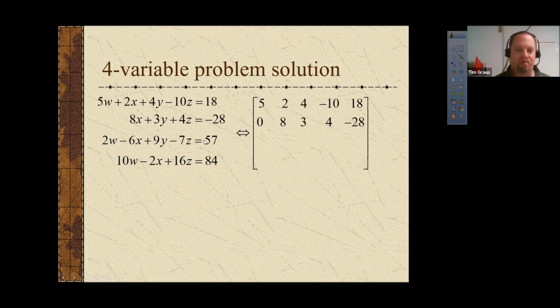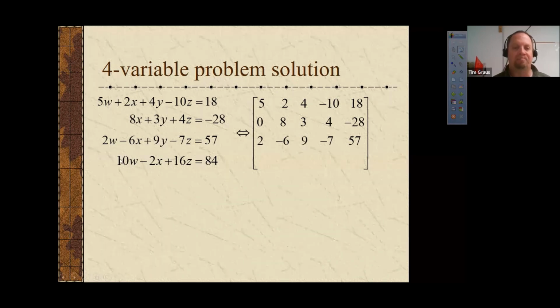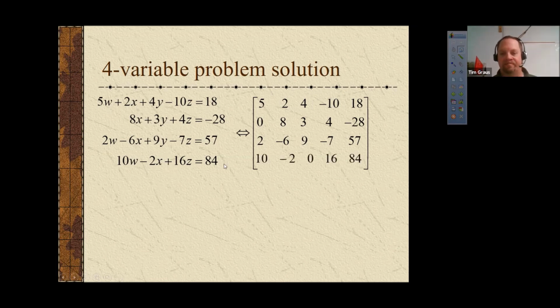Everything's in the proper order, and it has all 4 variables. So this row will be 2, -6, 9, -7, 57. The last row is short also. Now, what variable is it missing? It's missing the y variable. So I'll have my first 2 columns, 10, -2, then a 0 in the y position, then 16, 84. So there's the augmented matrix for that system of equations.